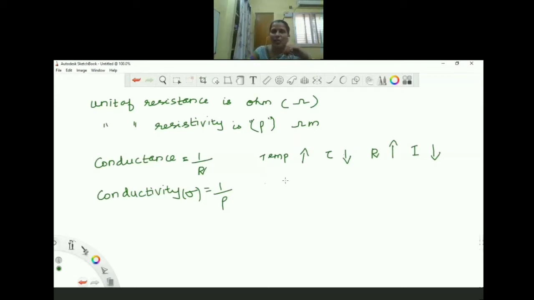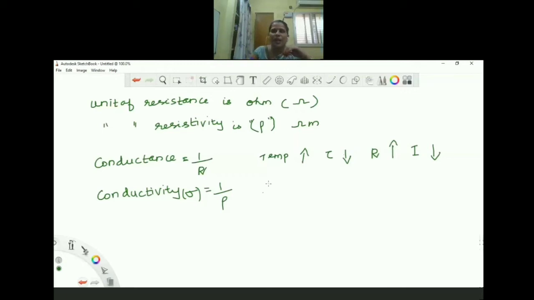Also we know that R depends on length and area of cross section. If length increases, then resistance will also increase. If area of cross section increases, then resistance will decrease.